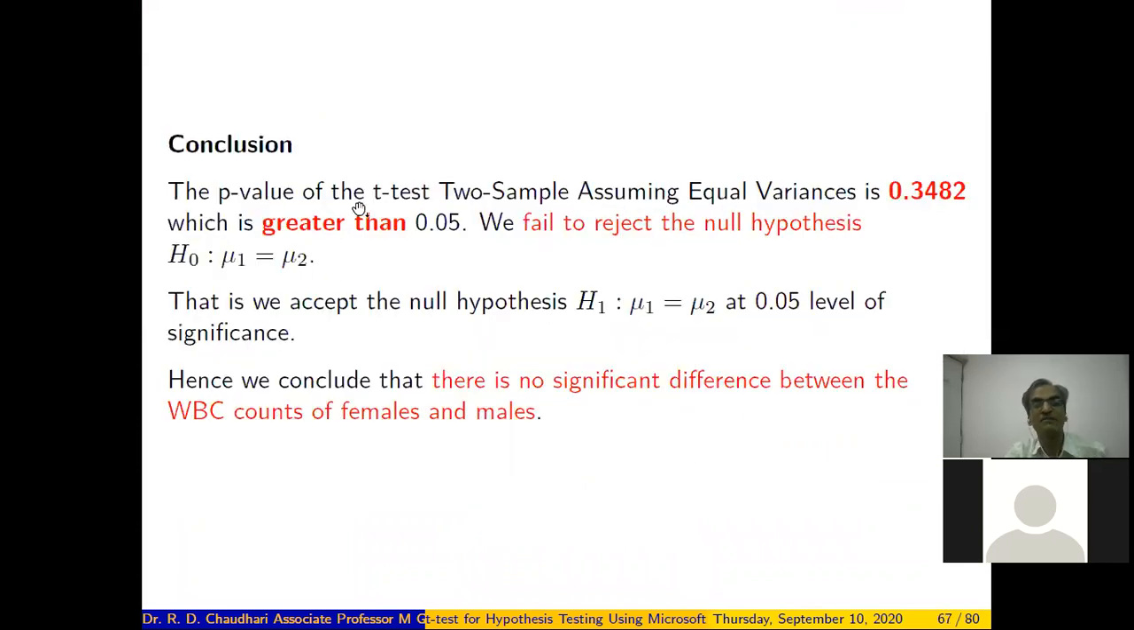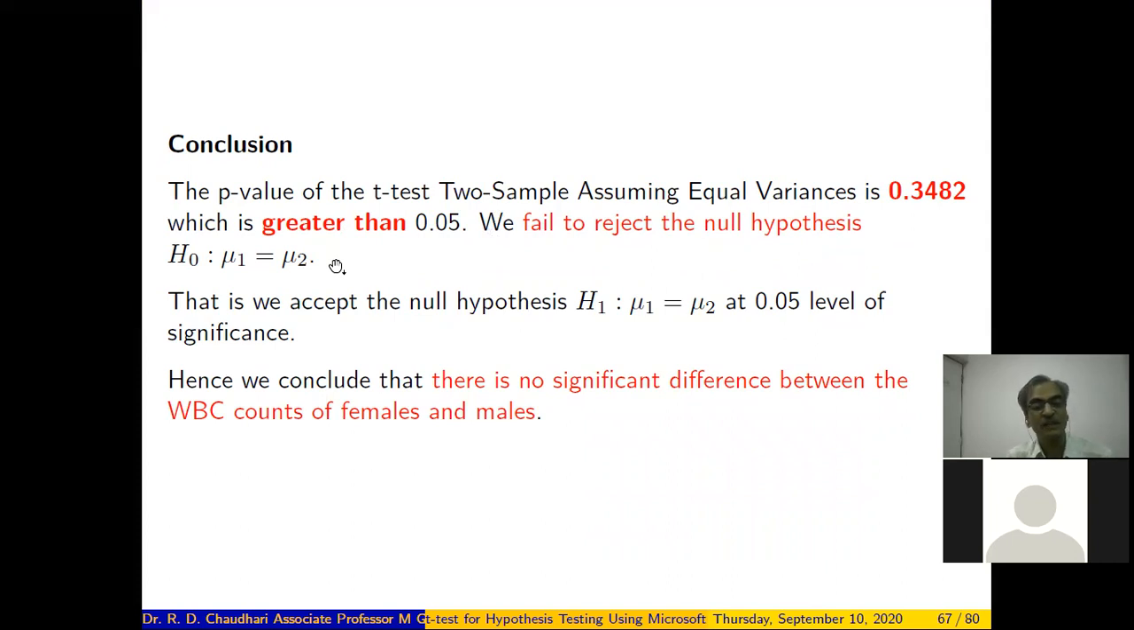So the p-value of the t-test two sample assuming equal variances is 0.3482, which is greater than 0.05, right? Since the p-value is greater than 0.05, we fail to reject the null hypothesis at 5% level of significance, right? That means we fail to reject the null hypothesis mu1 equal to mu2.